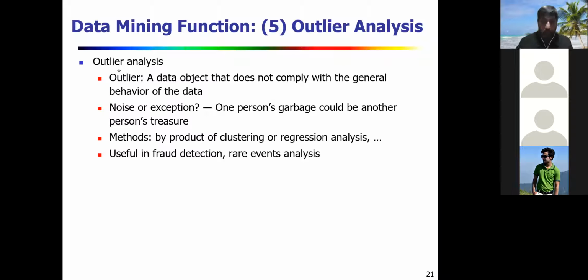So another function or task is outlier analysis, which is also sometimes called anomaly detection. An outlier or anomaly is any data object that is significantly different from the rest of the objects. And so the idea in anomaly detection or outlier detection is to, first of all, find such anomalies or outliers in your data set. And again, it has many applications.